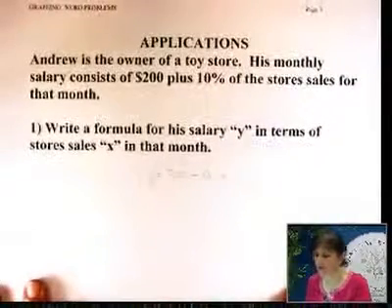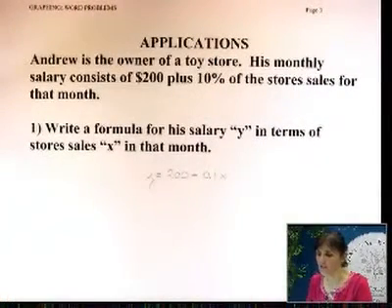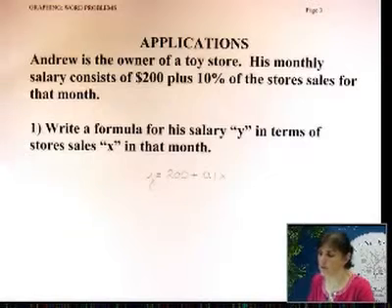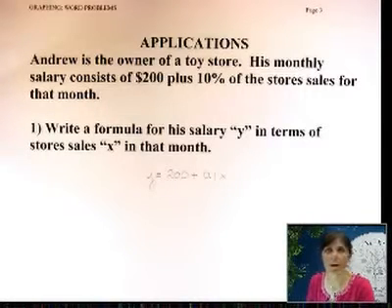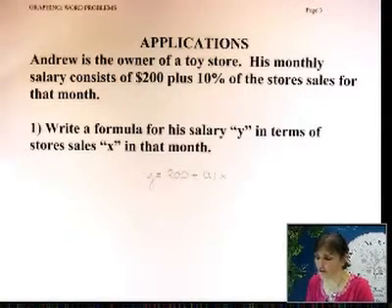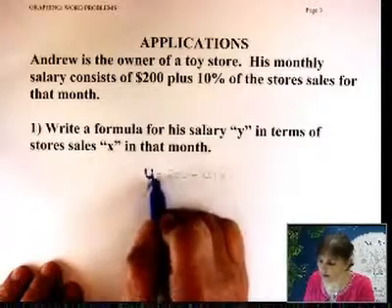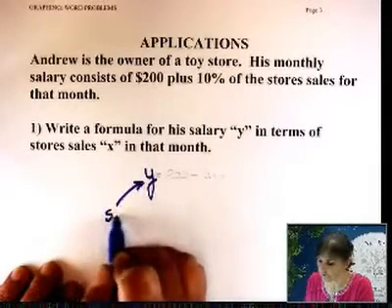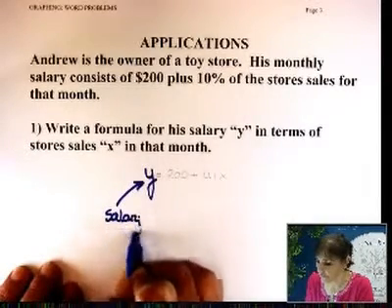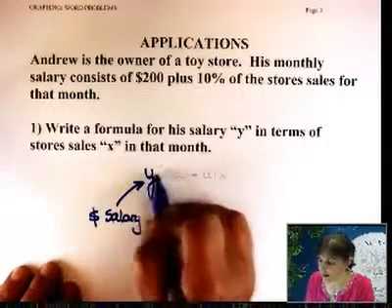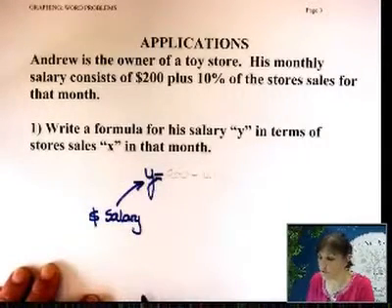Andrew is the owner of a toy store. His monthly salary consists of $200 plus 10% of the store sales for that month. Write a formula for salary Y in terms of the store sales in X. So here we go. My salary is Y. That's in dollars. And it's going to be in terms of store sales.